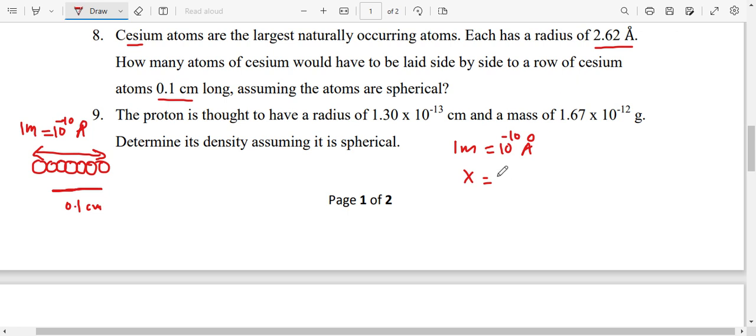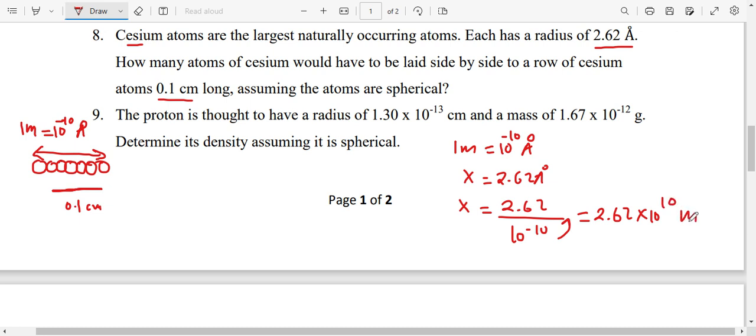So we now have 2.62 angstrom. How many meters are we going to have in that? To find x, this is going to be 2.62 divided by 10 to the power negative 10, since we are doing a cross multiplication. If I take this value on top, this will just give us 2.62 multiplied by 10 to the power positive 10 meters. So this is what we have.